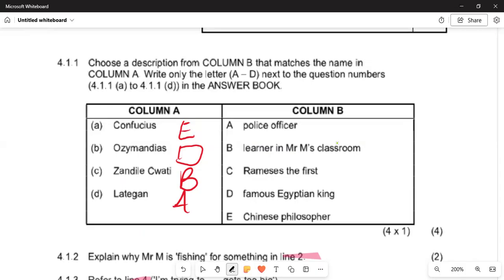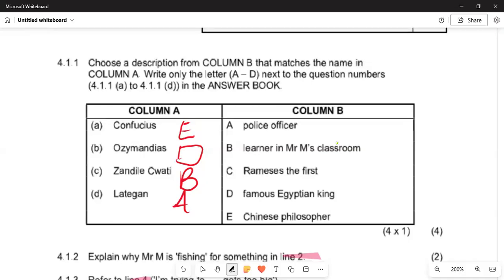Number C, we are saying Zandile Kwati. Zandile Kwati is a learner in Mr. M's classroom. That is a student, a pupil from grade 6. And then number D, Lateran. That is a police officer to whom Mr. M submitted the names of the people who want liberation. And he was called an informer. He submitted those names to an officer, Lateran. Then you get your 4 marks.